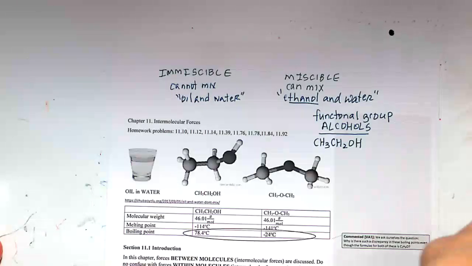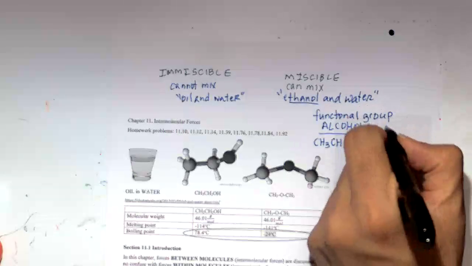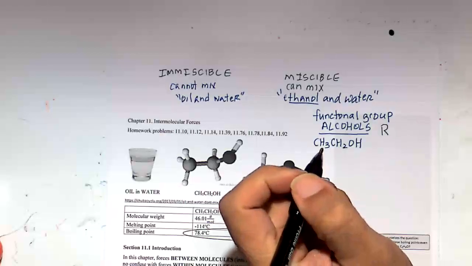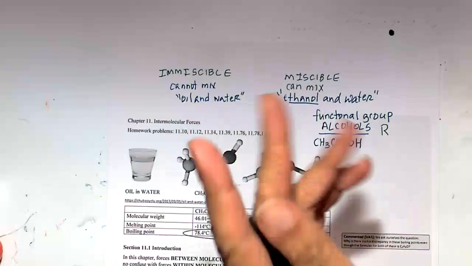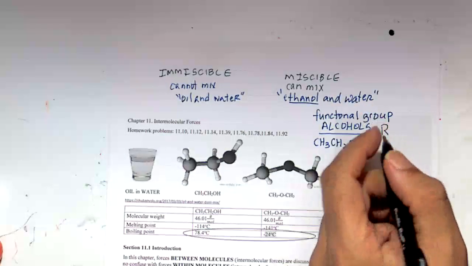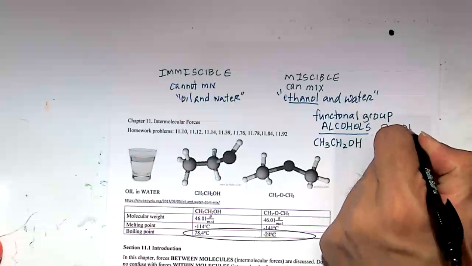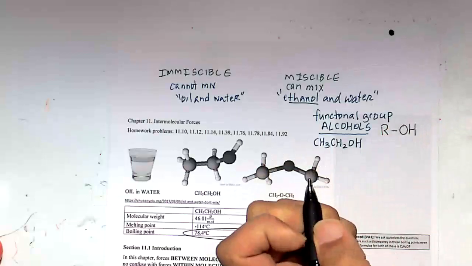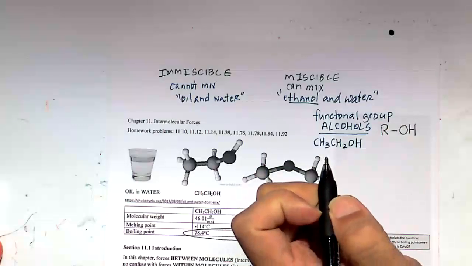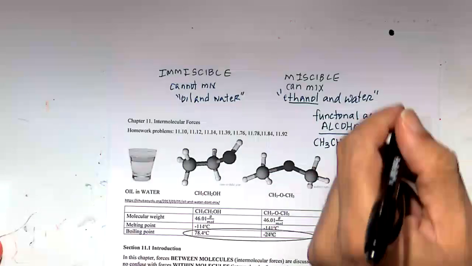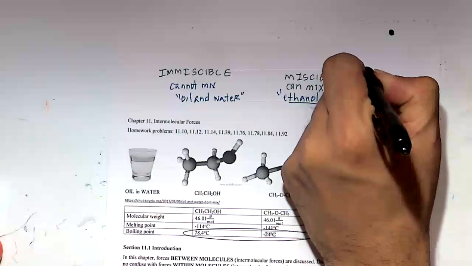The functional group for an alcohol is going to be this. Don't worry about the R. That could be just an atom like hydrogen, or it could be a whole bunch of atoms. We don't worry about the R. All alcohols are going to have the OH. Anybody know what OH is? OH is called the hydroxyl group.